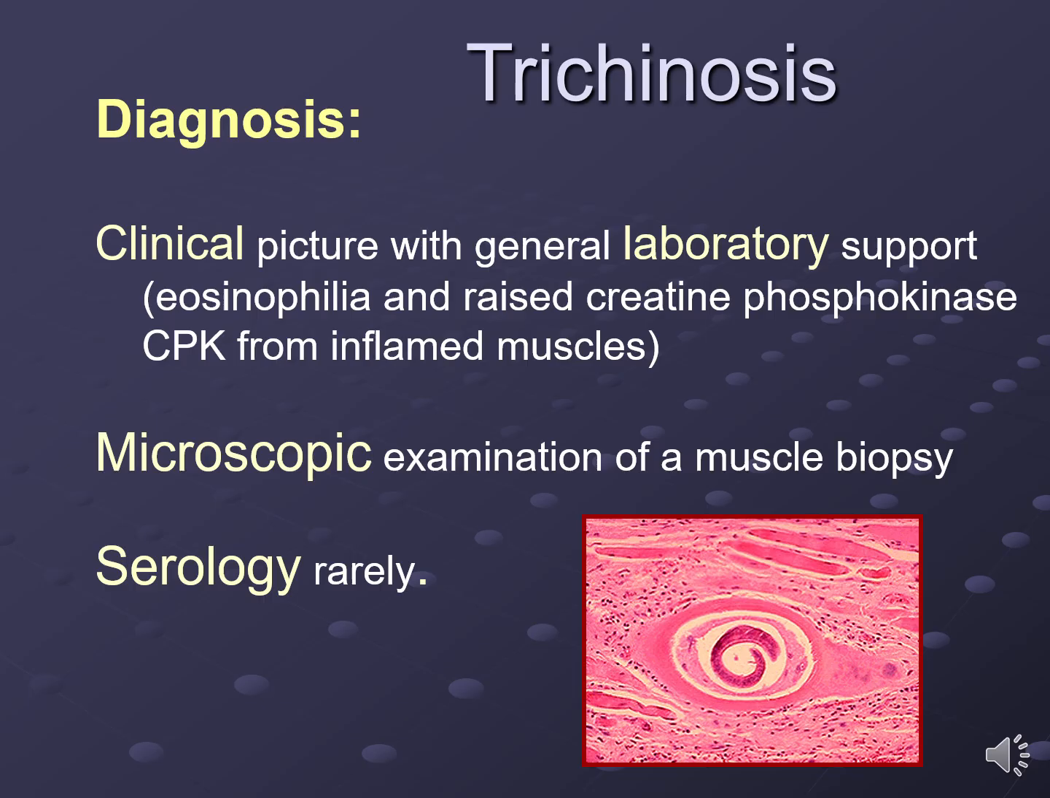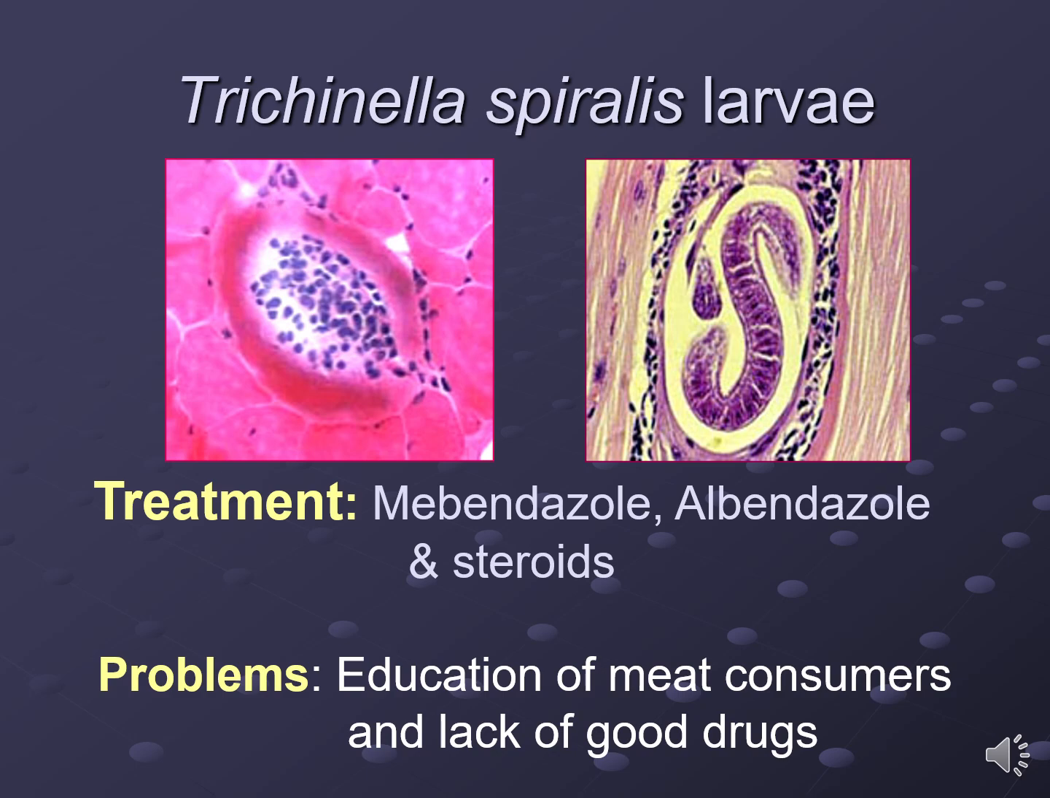Microscopic examination of a muscle biopsy, because that's where the symptoms are, that's where the pain is, will show us the larvae within the muscle tissue. Rarely serology is needed, and it is helpful as well, but rarely requested. Again, here we see the cysts of the Trichinella spiralis larvae within the muscles.